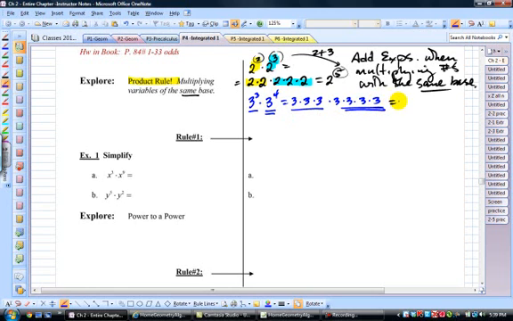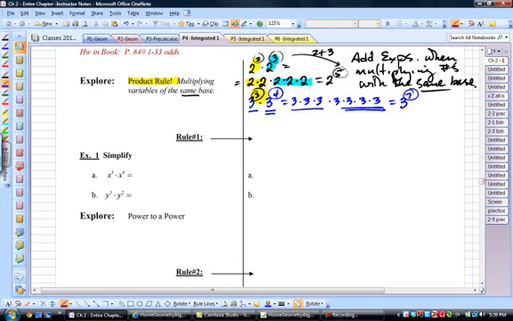Well, how can you represent that? You're multiplying how many 3's together here? 1, 2, 3, 4, 5, 6, 7. So this can be written as 3 to the 7th power, because that's what 3 to the 7th power means. You're multiplying 7 3's together. So the question is, how do you handle the exponents to get 7?